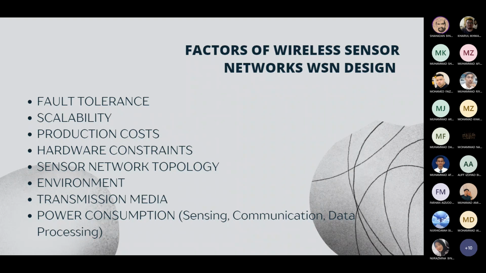For the last one, which is power consumption, sensor networks revolve around the usage of battery, hence making it have limited power resources. The hardware and software design must be carefully considered, as the power usage of the sensors depends on the hardware and software to make sure of the efficiency of the power usage of the sensor. Okay, next.